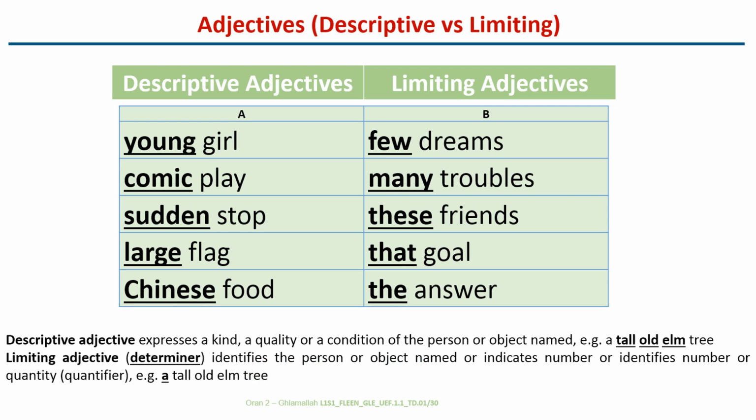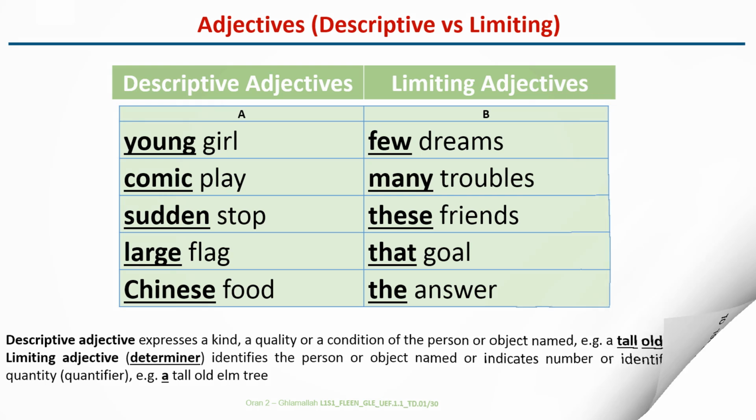A limiting adjective or a determiner identifies the person or object named or indicates number or quantity. For example, a tall old elm tree. Here we have the indefinite article a as a limiting adjective or a determiner. Now, in a tall old elm tree, we have four adjectives, one limiting or determiner, the article a, and three descriptive adjectives. In today's lesson, we shall deal first with limiting adjectives or determiners. We shall see descriptive adjectives in the next video.